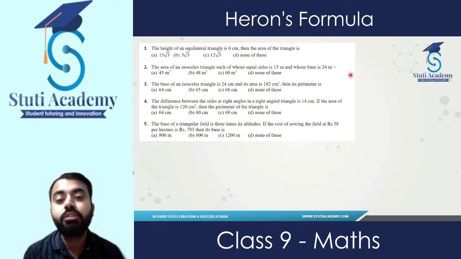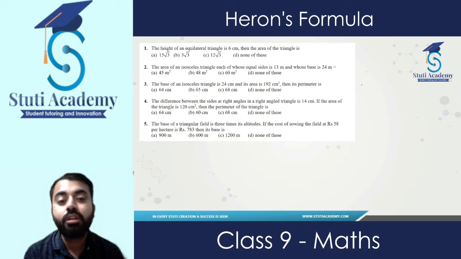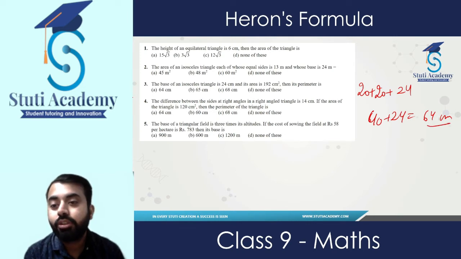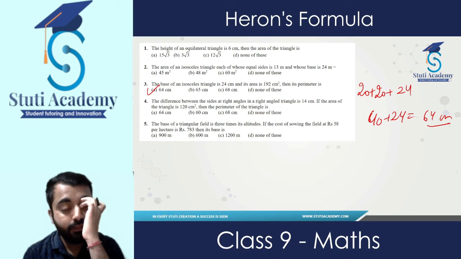Now I have to calculate its perimeter, right? So its perimeter is what? 20, 20 plus, that is 40, plus 24. It will be what? 64 centimeter. Its perimeter is what? None other than option A. Understood?